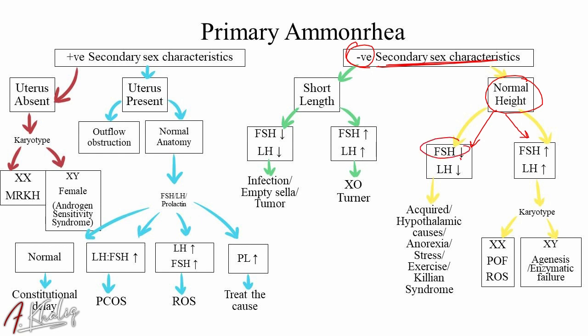If the FSH and LH are both low, it means it's some acquired cause or some hypothalamic cause. It can be because of anorexia, stress, exercise, or just Kallmann syndrome. While if you have high FSH and LH with normal height and negative secondary sex characteristics with the complaint of primary amenorrhea, then you will go for karyotyping. If it comes out to be XY, it means it's just agenesis or some enzymatic failure. If the karyotype comes out to be female, which is XX, it means it's premature ovarian failure or resistant ovarian syndrome.